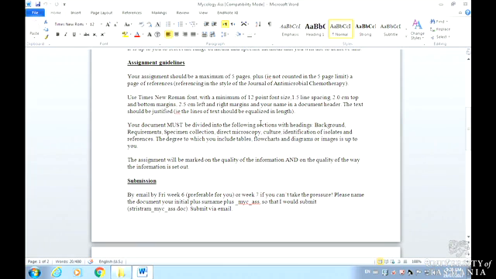And you must have these sections in your assignment. There'll be one called background, one called requirements, one called specimen collection, direct microscopy, culture, ID. And you must have those in there in that way. It must be 5 pages, and the reference page isn't part of those 5 pages, but it must be on a separate page.